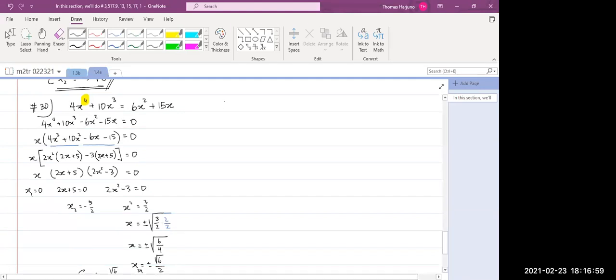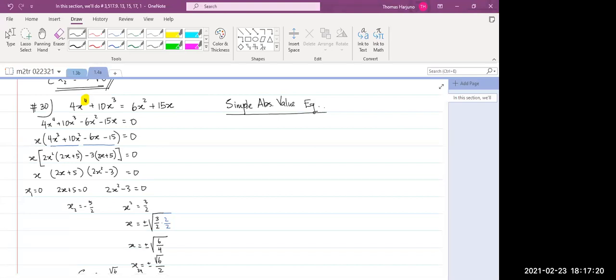Next one, simple absolute value equation. On Thursday, we will continue on this 1.4 with radical equations, quadratic-like equations, and another absolute value equation that is not as simple. Idea.